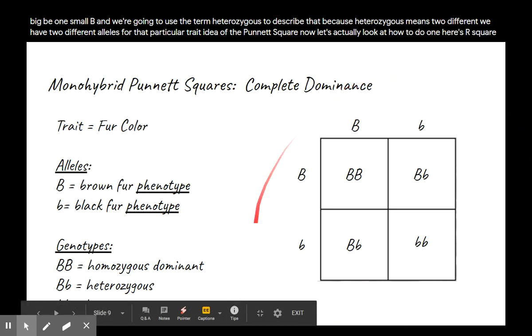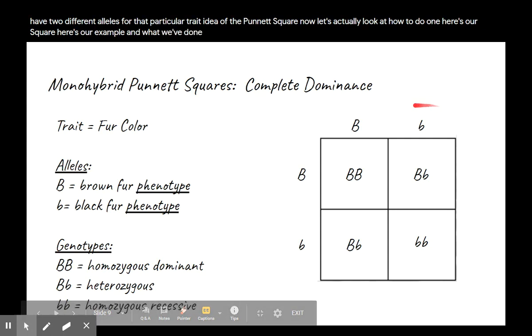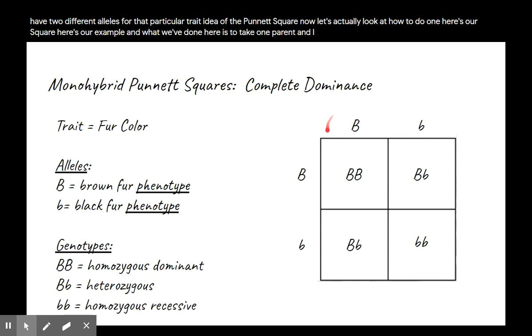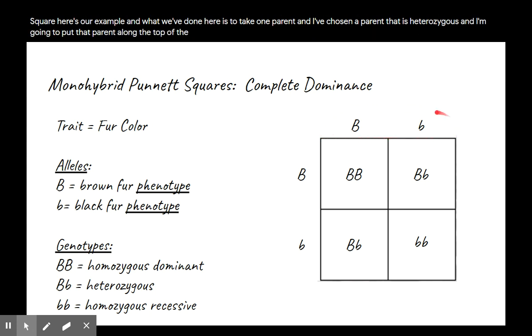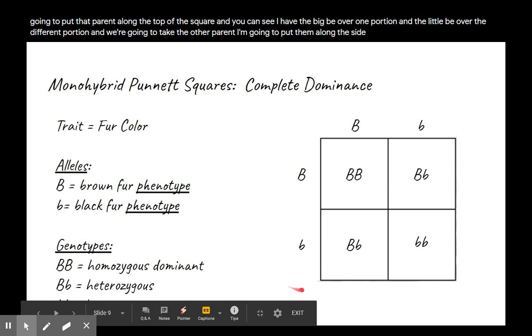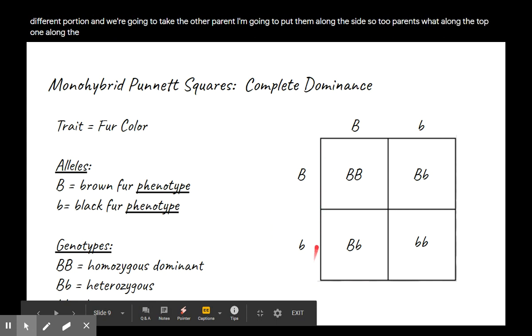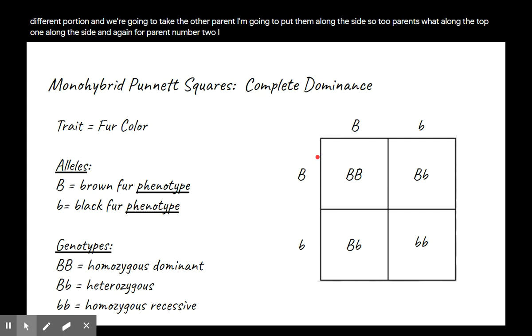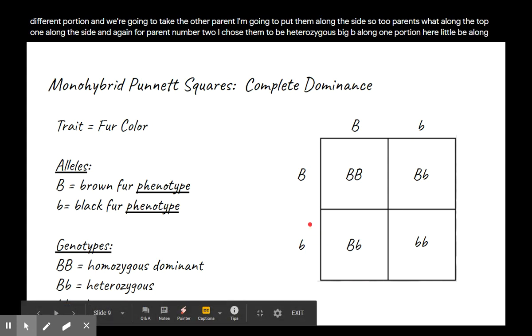Here's our square, here's our example. And what we've done here is to take one parent, and I've chosen a parent that is heterozygous, and I'm going to put that parent along the top of the square. And you can see I have the big B over one portion and the little b over the different portion. And we're going to take the other parent and we're going to put them along the side. So 2 parents, one along the top, one along the side. And again, for parent number 2, I chose them to be heterozygous. Big B along one portion here, little b along the other portion.